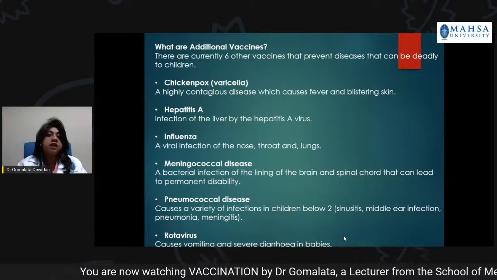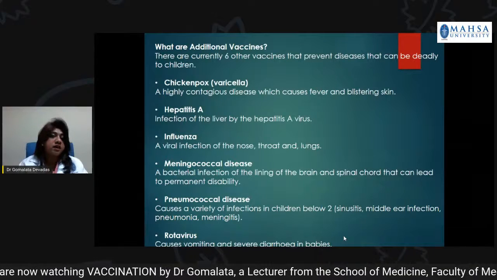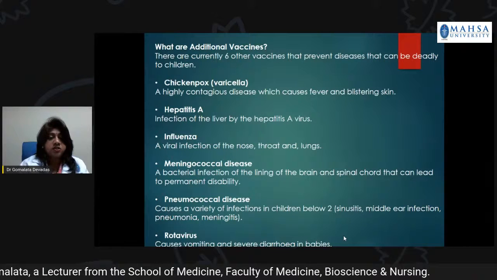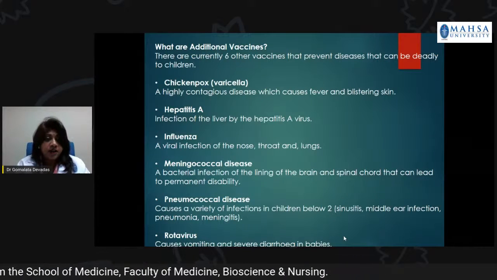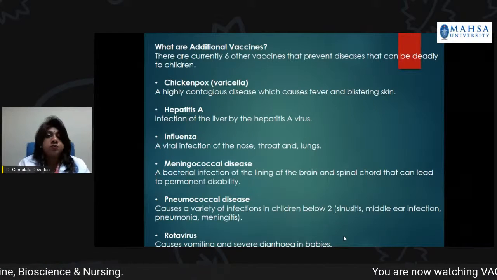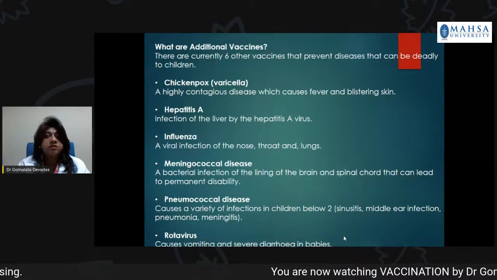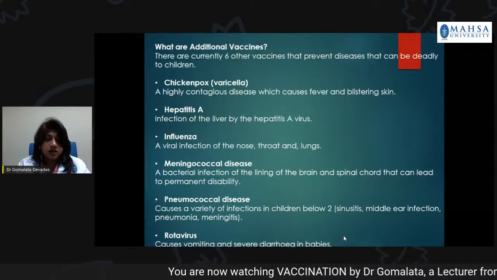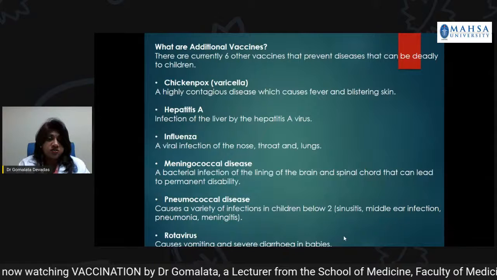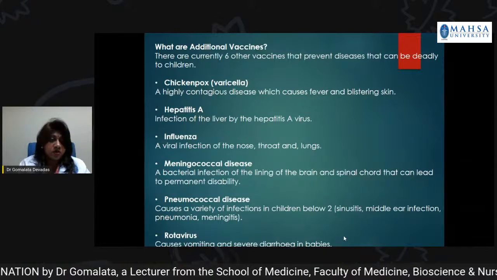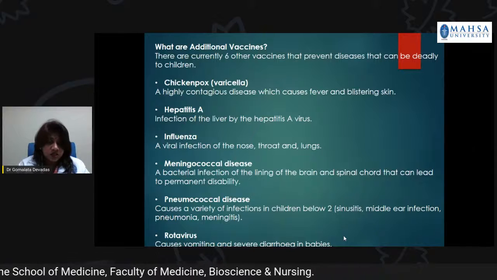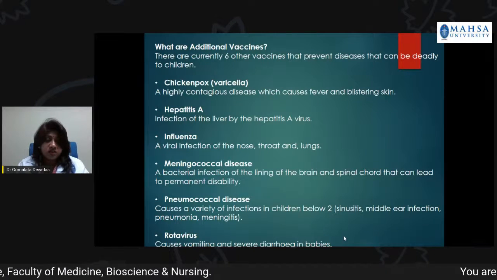So what are the additional vaccines we have here? I have told you earlier, I showed the schedule that our Ministry of Health encourages until the age of 15. And now we have additional vaccines. Currently we have 6 vaccines to prevent deadly diseases in children, for example chickenpox, hepatitis A, influenza, meningococcal disease, pneumococcal disease, and rotavirus.